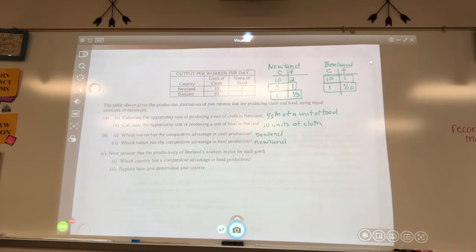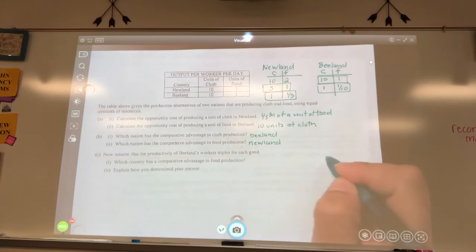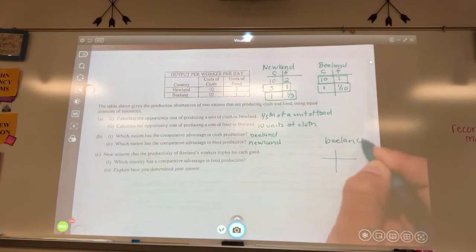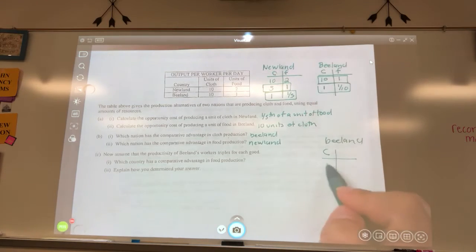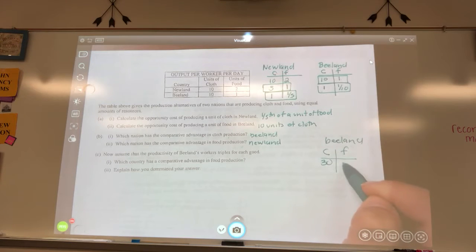Okay. Now assume the production of Beeland's workers triples for each good. Okay. So let me do this math for you. Don't write it down. Let me just do this math. Okay. So it says what nation? Beeland triples, right? So for cloth, it was 10. Now it's going to triple to what? 30. And then for food, it was 1. Now it's going to triple to? 3. I divide by 3. That gives me 1. That gives me what? 2.